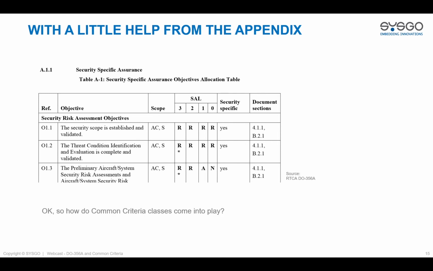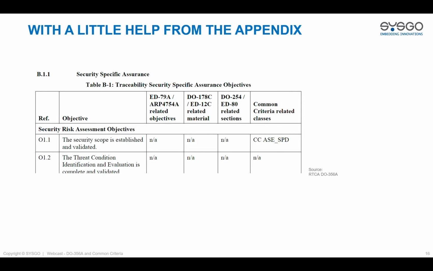So how do the common criteria classes now come into play? Actually, there is a second list in the standard. It's in Appendix B.1.1, and it lists all the security objectives again. It shows whether the objectives are already covered by existing safety standards and whether you can cover them by common criteria related classes. We see that, for example, O1.1 is covered by the security problem definition of the common criteria classes, but for example, the threat condition is not.